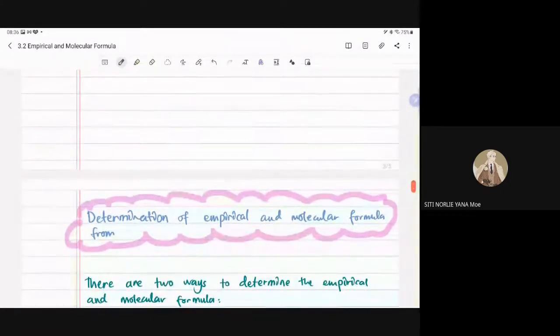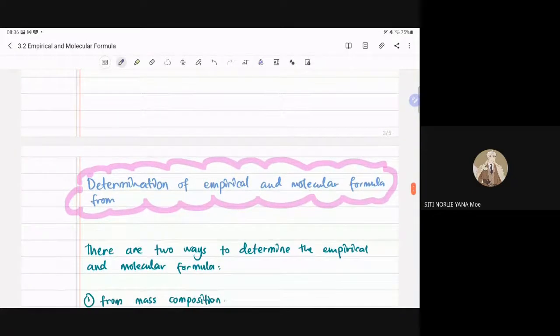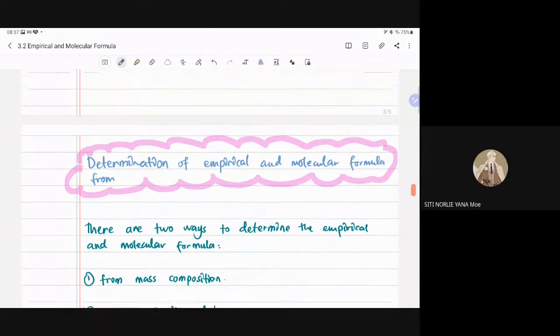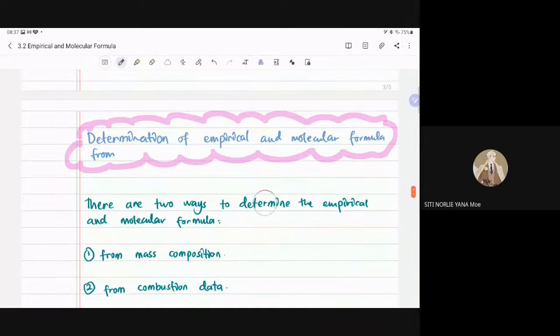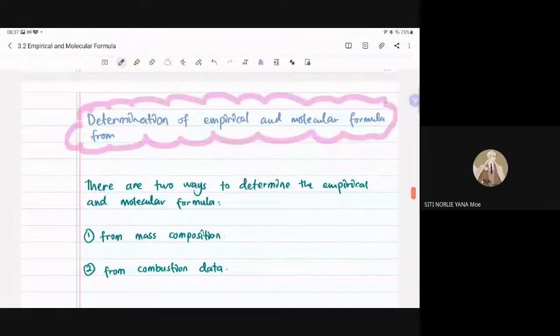Now, we want to go into the determination of empirical and molecular formula. So to determine empirical and molecular formula from experiments, we can do it in two ways. The first one is from the mass composition. The second one is from combustion data.